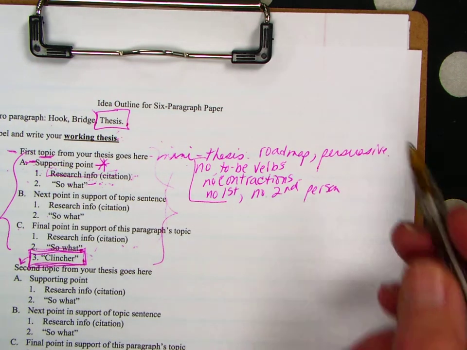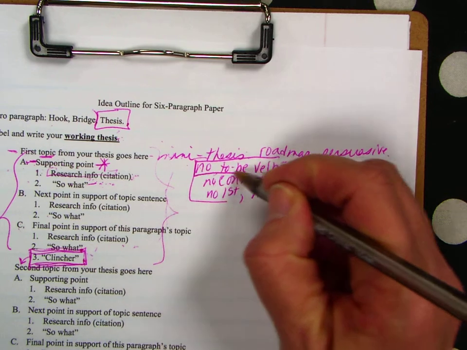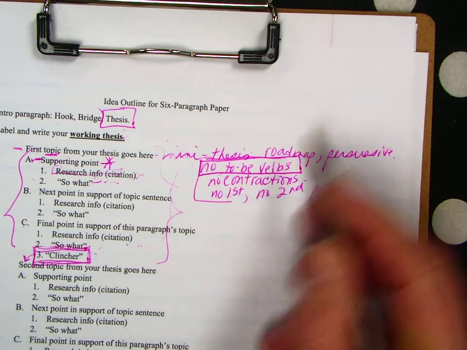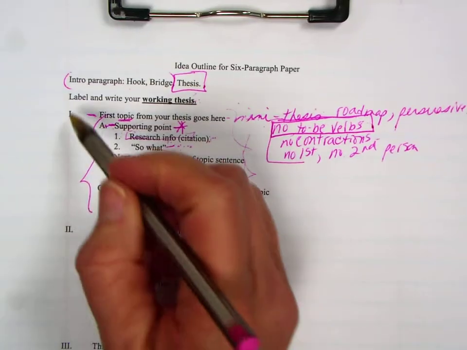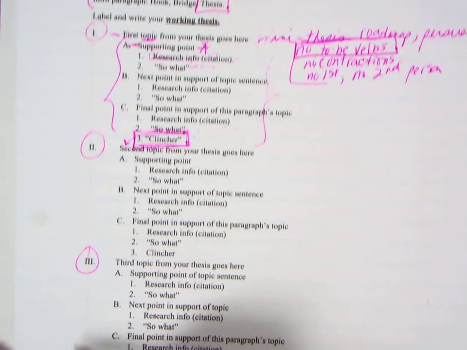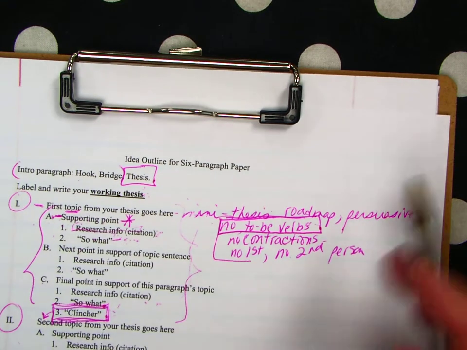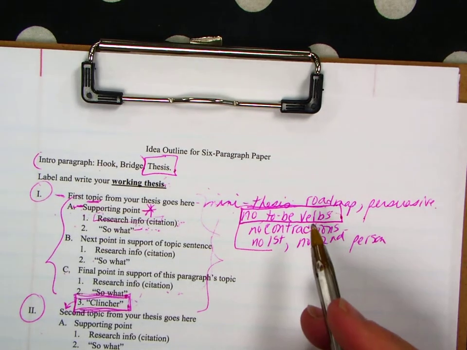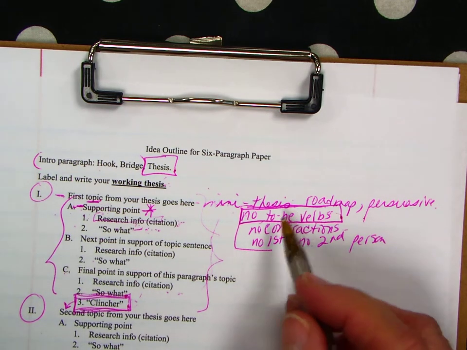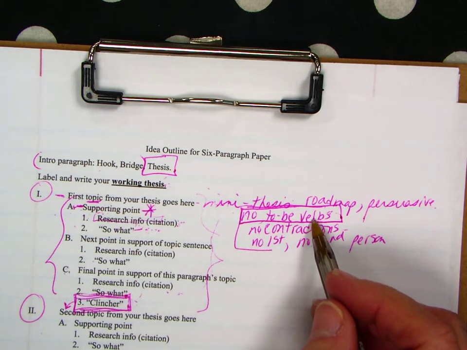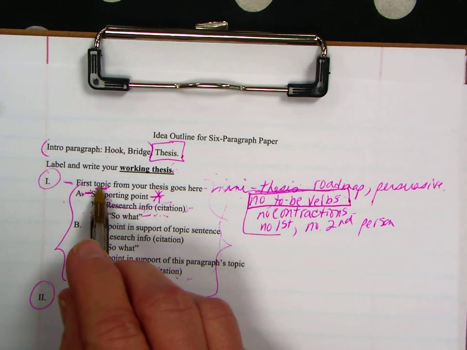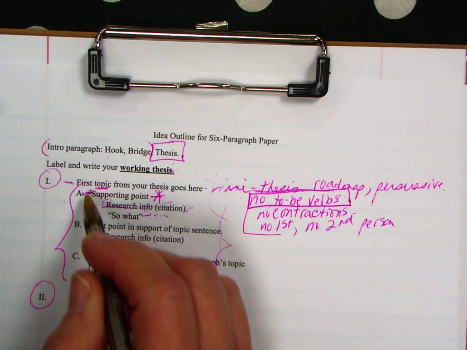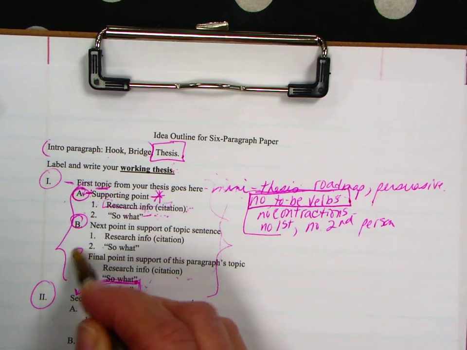So the one biggie that is different than the rest of the paper is the no to be verbs. That applies to your thesis and to your 4 topic sentences, the ones that start each paragraph. Sometimes you just need to rearrange the ordering of your sentence in order to make that happen, or come up with a nice long verb to take its place.